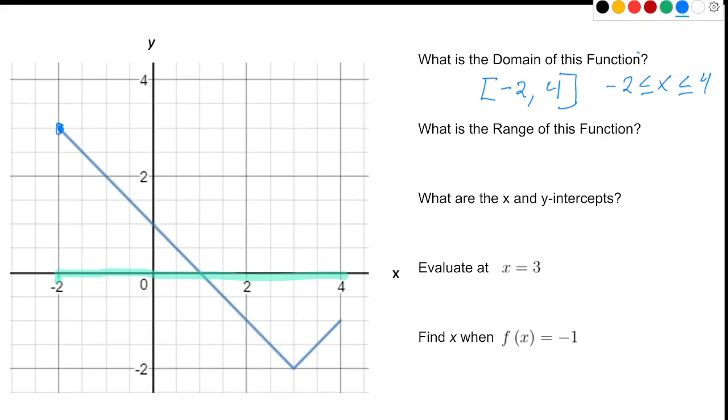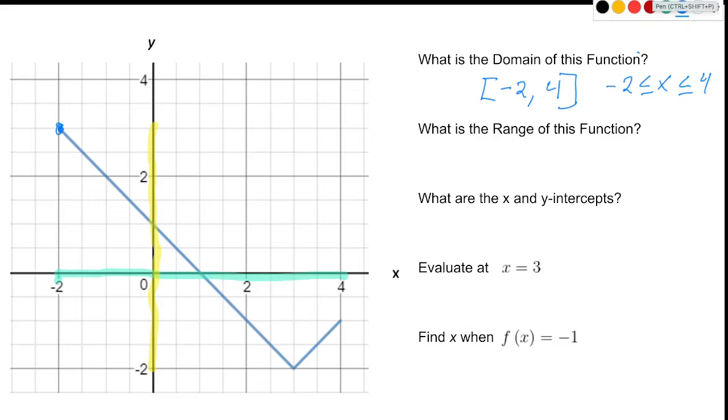What is the range of this function? Well, for that one, we're going to be looking for the y values. So let's use a different color. We're looking from the bottom of the graph all the way to the top. It stops there at 3. So the y values go from -2 to +3.